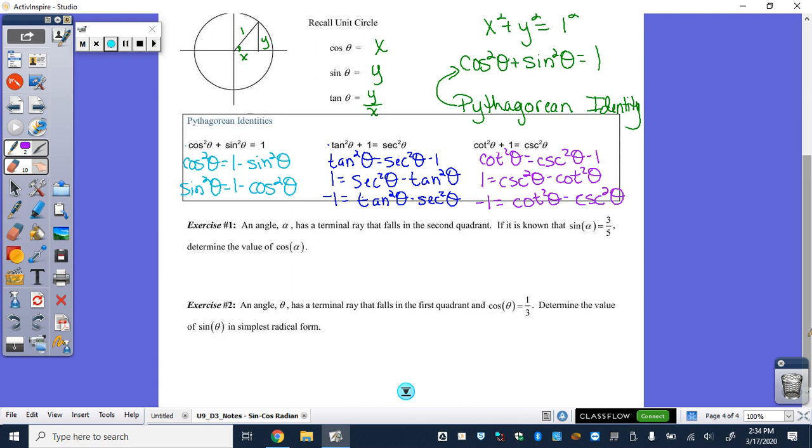So number 1 here, we have an angle has a terminal ray that falls in the second quadrant. If it is known that sine equals that, determine the value of cosine.